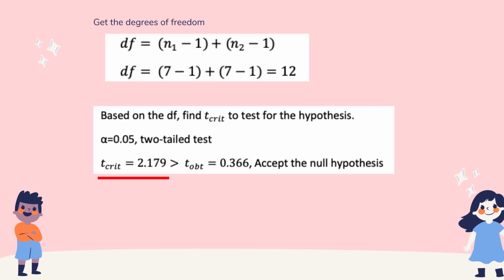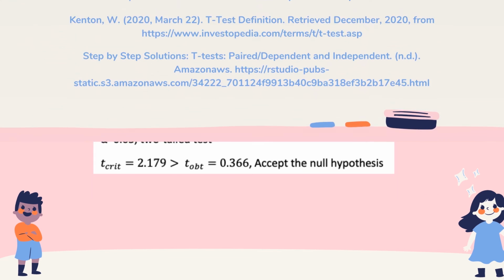T-crit equals 2.179, which is greater than the t-score 0.366. We will be accepting the null hypothesis.